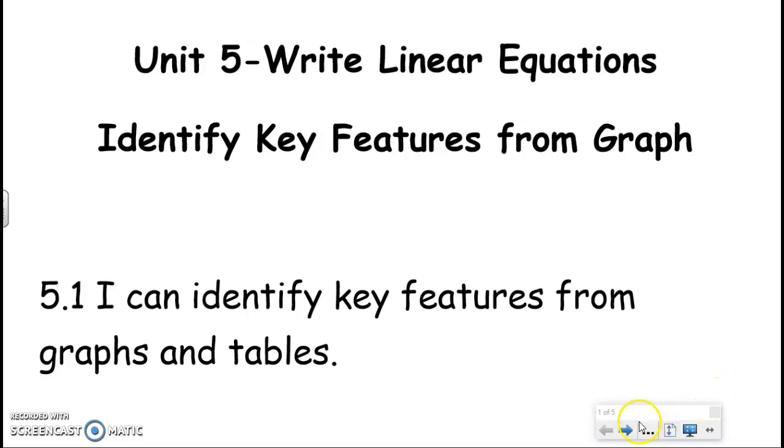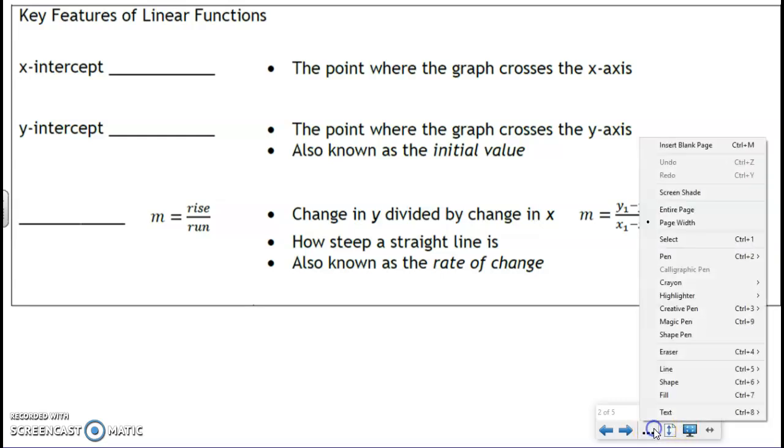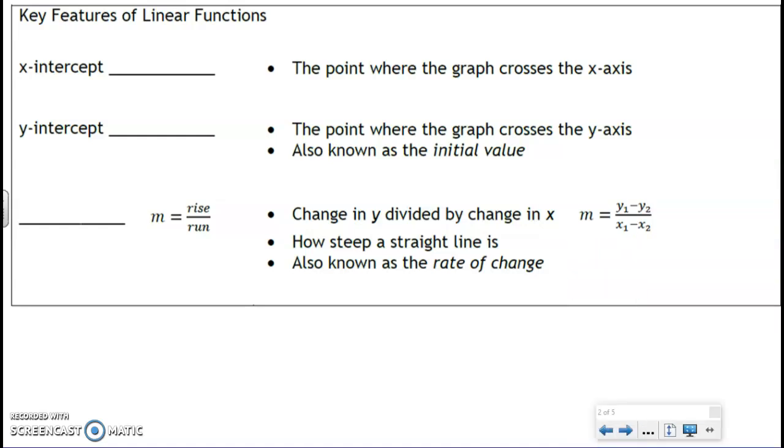Good morning. Today we're going to talk about how to identify key features of linear functions from graphs. It is the first learning target in our writing linear equations unit. So in your packet you'll see this, key features of linear functions. You need to know a few things about these key features.